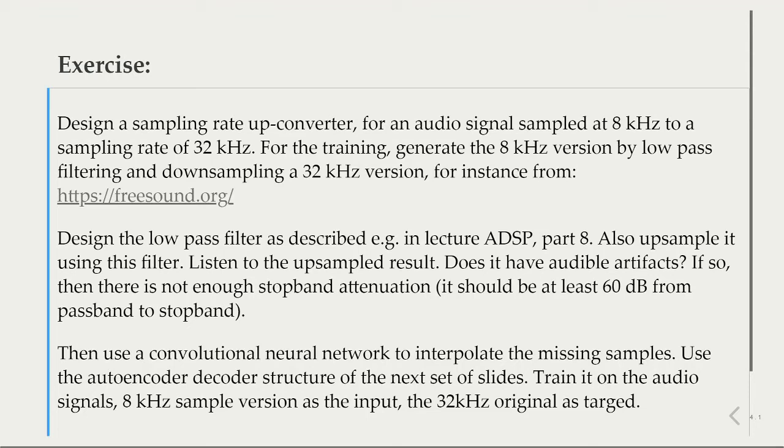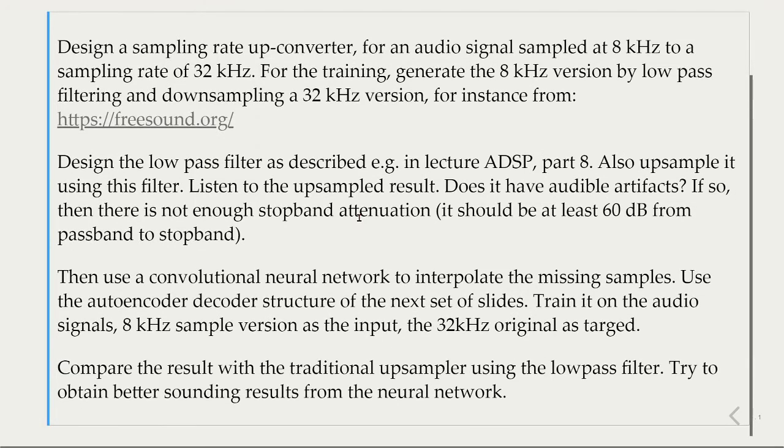So listen to the upsampled result and see if there is some audible artifacts, if there is not enough stop band attenuation. Then you can use a convolutional neural network to interpolate the missing samples, and you can use an autoencoder and decoder structure that is present on the next set of slides, and then you will train it on audio signals, with the 8 kilohertz sample version as the input and the 32 kilohertz original as target.